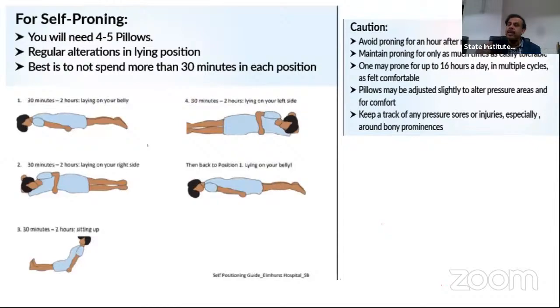Avoid proning for an hour after meal. If the patient has taken a meal, at least avoid proning for 1 hour after that. Maintain proning for as much as possible. One may prone for up to 16 hours, depending on the comfort level he or she can feel. Pillows must be adjusted slightly to alter the pressure areas. That's very important. You should avoid bed sore also.